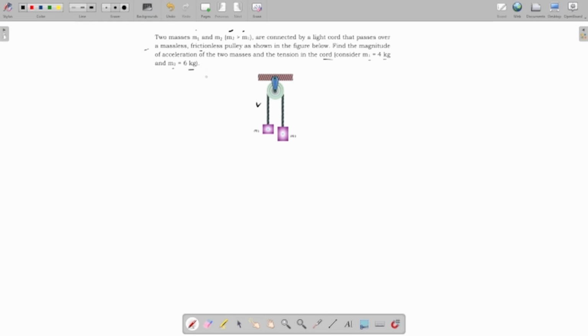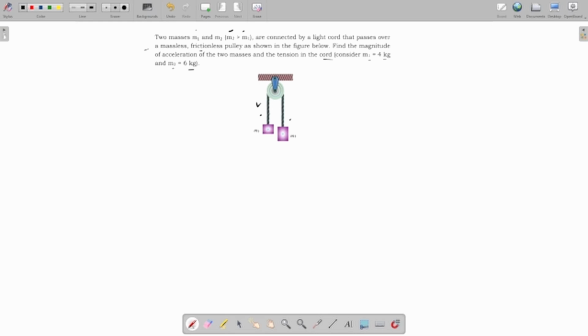If there is no friction, then the acceleration is actually going to be the same on both ends. All right, so the acceleration of mass 1 and the acceleration of mass 2 are going to be the same. So you are going to find just one acceleration. They are going to accelerate at the same rate once this cord is released. That's the first thing that you need to know. The acceleration would be the same.